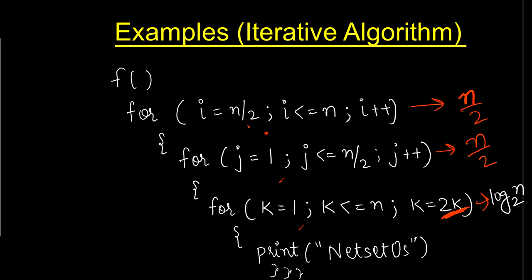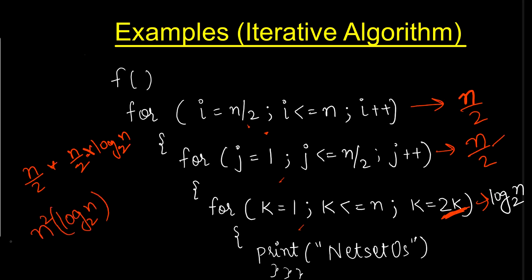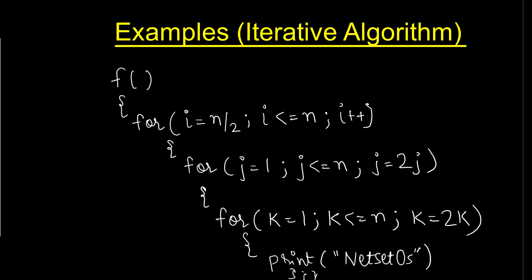So if I calculate n by 2, this, and here log n base 2, it will be n square log n base 2. The time complexity will be big O of n square log n base 2. As simple as that. Now let's see the next program, where we have i running for n by 2 times.